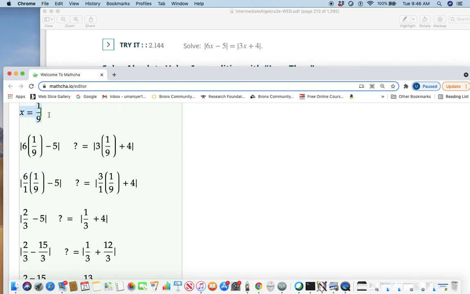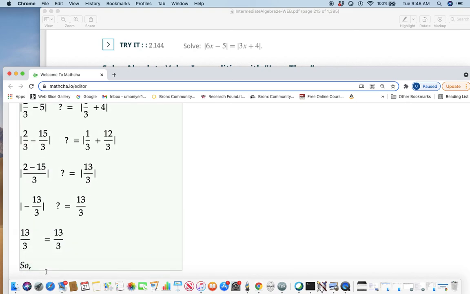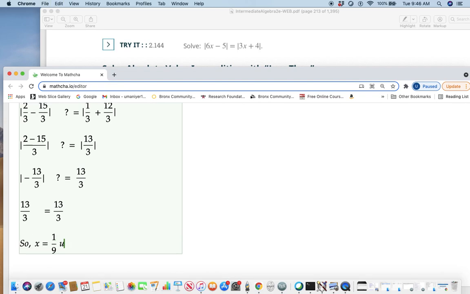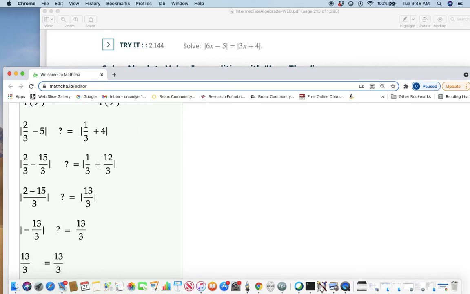x equals 1/9 is a solution. The solution set is 1/9 and 3.